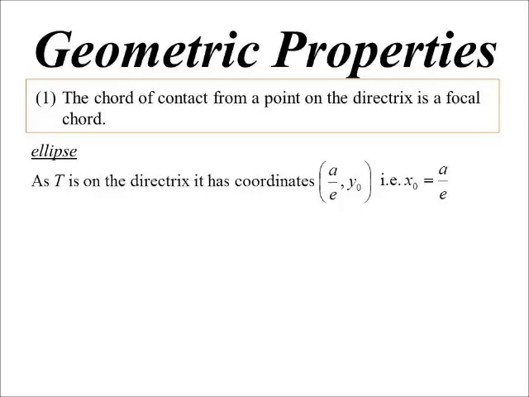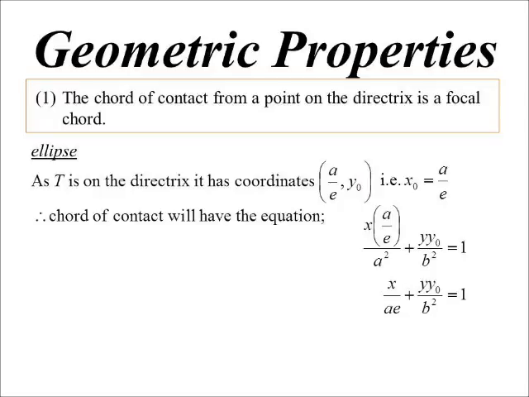So I'm going to do it for the ellipse. You notice I haven't specified a conic here. It's true for all conics. But let's have a look at the ellipse. Okay. So if it lies on the directrix, my external point then, instead of calling it x0, y0, I'll give it the x value of the directrix, a over e.